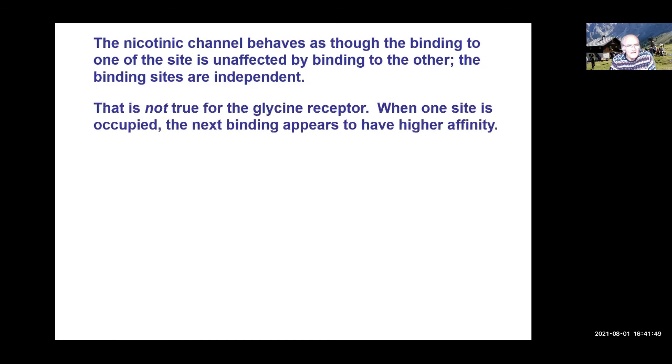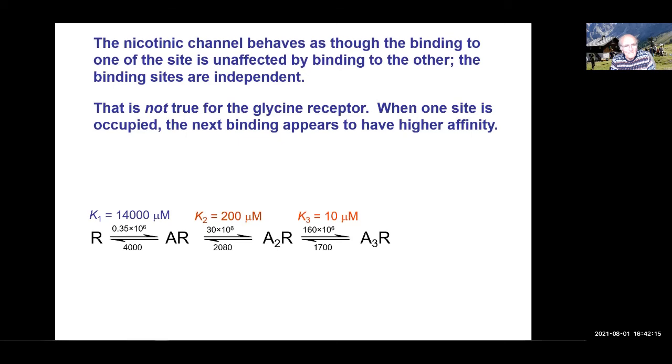Now, the investigation of the glycine receptor gave rise to some very interesting insights. It is a good receptor to investigate because the concentration dependence of the distributions is much more marked than for the nicotinic receptor. So it gives you a better idea of what's happening when the receptor is not fully liganded, and that's a valuable thing to know.